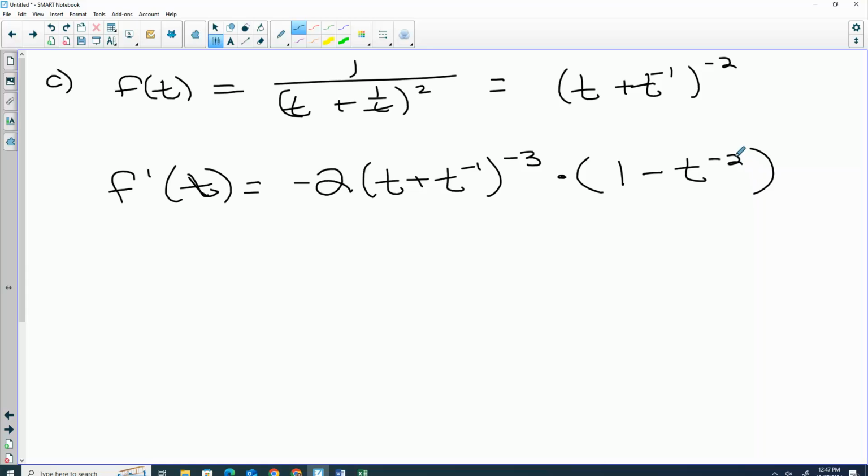Do you want to see this one here? You don't have to. So you could leave it like this. You could distribute the negative 2 through the last parenthesis. If you had done quotient rule, you would have it all as a fraction right now.